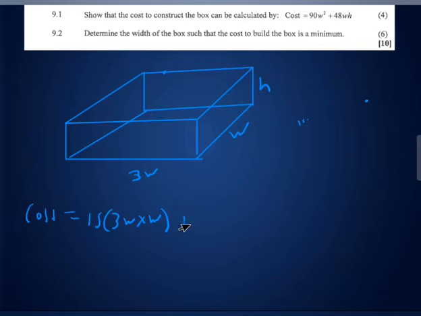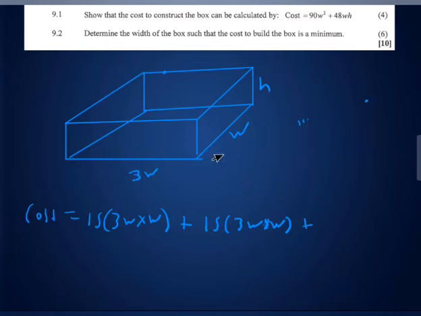So notice that this is actually the same as the one on top, right? So you can repeat it or you can just multiply it by 2, right? So 3W times W. Forgive my handwriting there. So 3W times W, right? So we have the top and the bottom part. So 15 rand per square meter. So whatever area we find, we have to multiply it by 15.